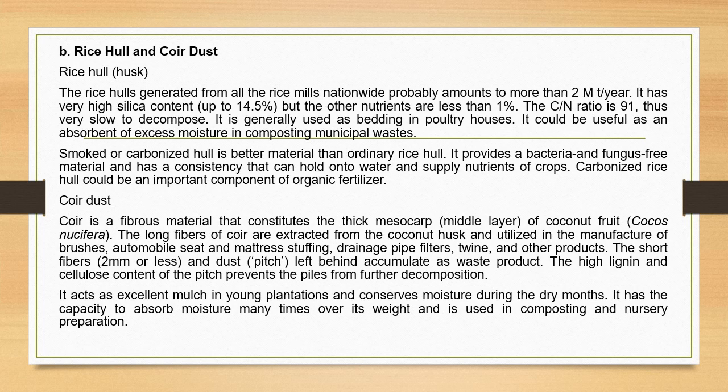B. Rice hull and coir dust. The rice hull generated from all the rice mills nationwide probably amounts to more than 2 million tons per year. It has very high silica content, but the other nutrients are less than 1%. The C:N ratio is 91, thus very low, slow to decompose.